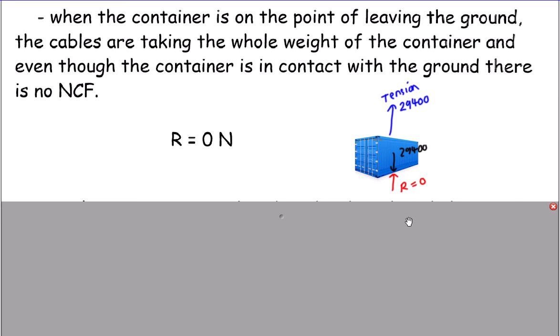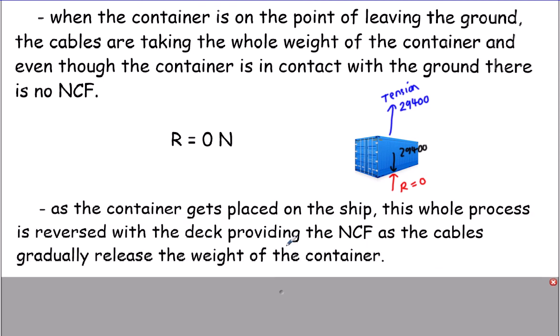As soon as you increase that tension to more than 29,400, then it will lift off the ground, because then the force upwards will be bigger than the force downwards, and you can use F equals ma and it will accelerate upwards.